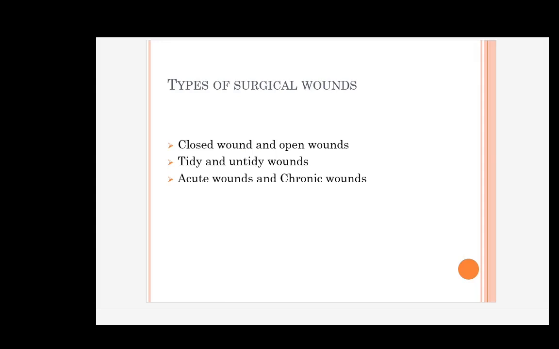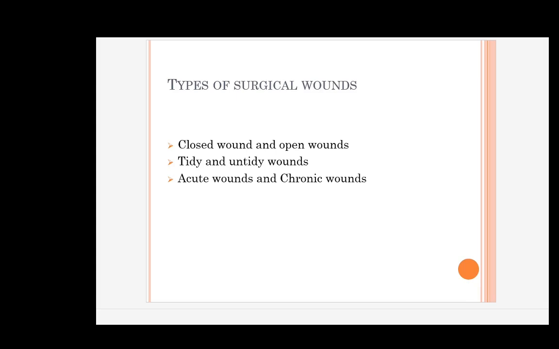Now, when we say wound, what exactly do we understand by wounds? Surgical wounds, or for that matter, any wound, is basically a physical injury to any part of the body. We don't take into consideration the functional damage that is there. We are talking only about the physical injury that we see. So any physical injury that happens to the human body is something that we classify as wounds.